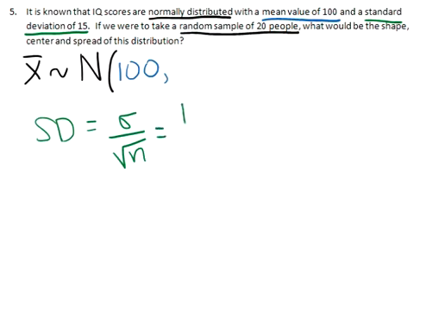So even though the population has a standard deviation of 15, we need to take that 15 and then divide it by the square root of 20. This will end up giving us a spread of 3.34, or a standard deviation of 3.35, not 4.